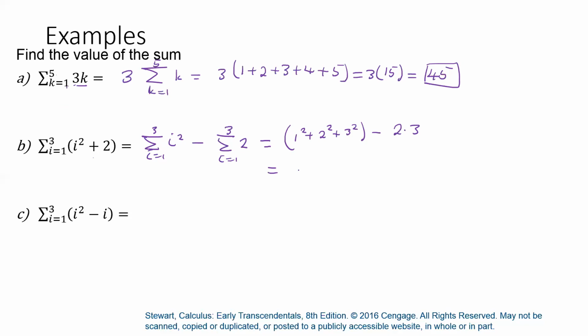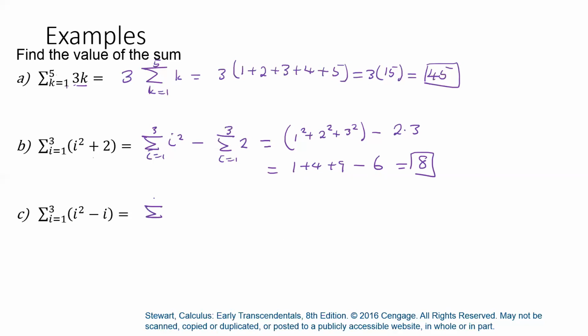Okay, so if you simplify this, it will be 1 plus 4 plus 9 minus 6. And that gives me what? Is it 8? Okay, you have 5 plus 9 is 13. 13 minus that, 5 plus 9 is 14, minus that is going to be 8. That's correct.